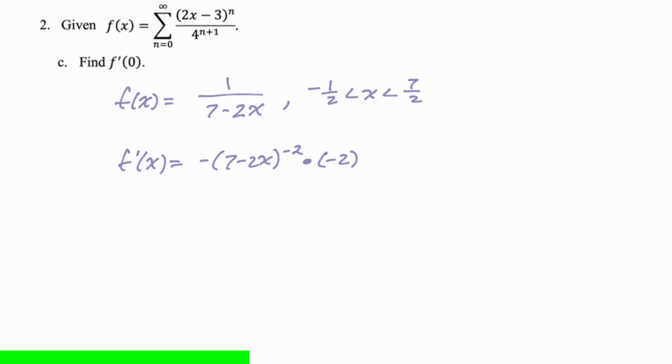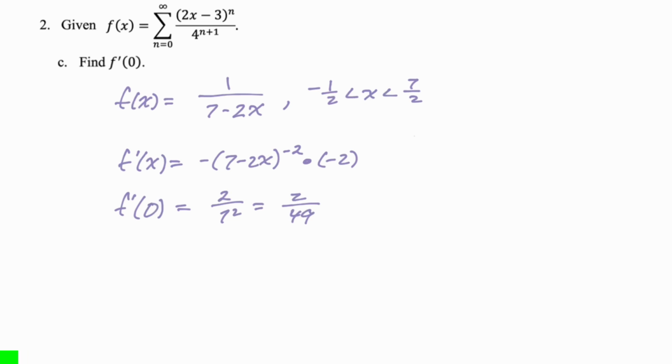Then just plug in 0. When you plug in 0, you're going to get negative and -2 is +2. And then 7 squared over 7 squared. Well, 7 to the negative second. So 2 over 49 is the value of f prime of 0. Don't be intimidated by that. You get asked these kinds of questions a lot.